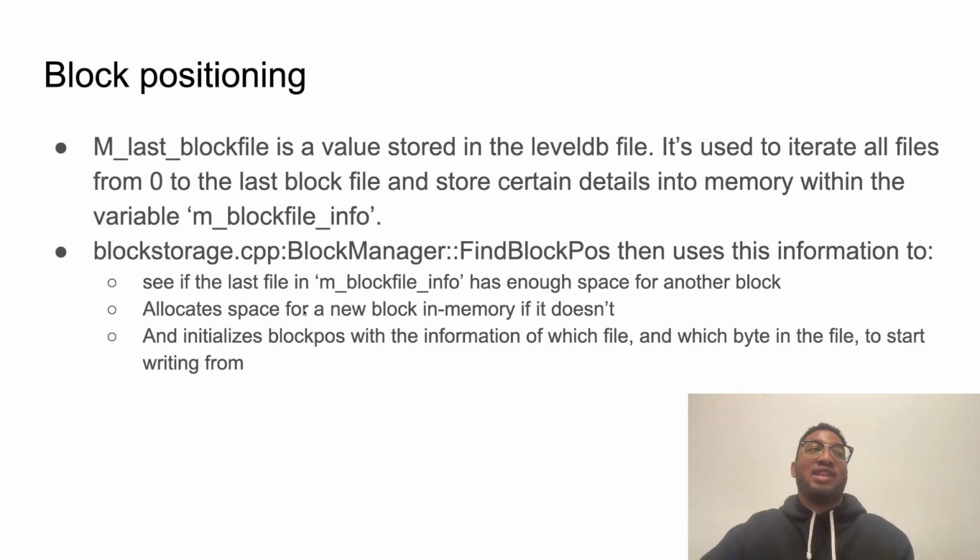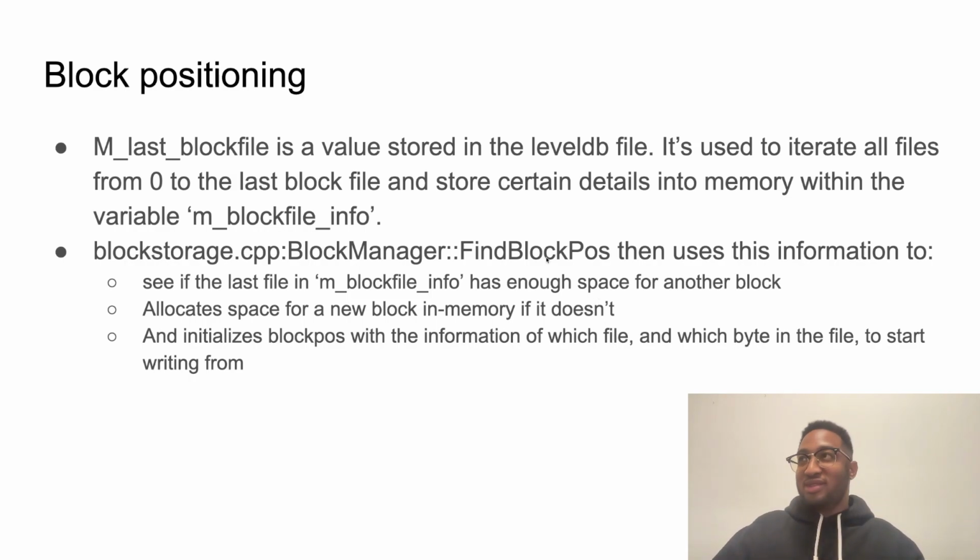And then if it's not, you allocate space for a new block in memory, which is almost like a summary, that's m_blockfile_info. You add one there first. And then you initialize a block position with the information of the new file you want to write to, or the old file that still has space, and which byte in the file to start writing from.